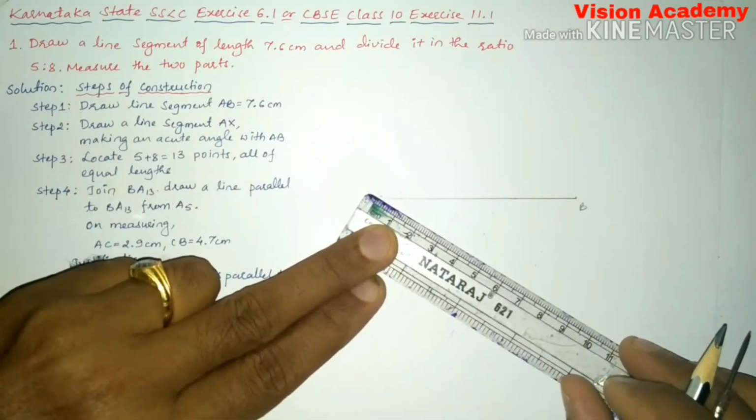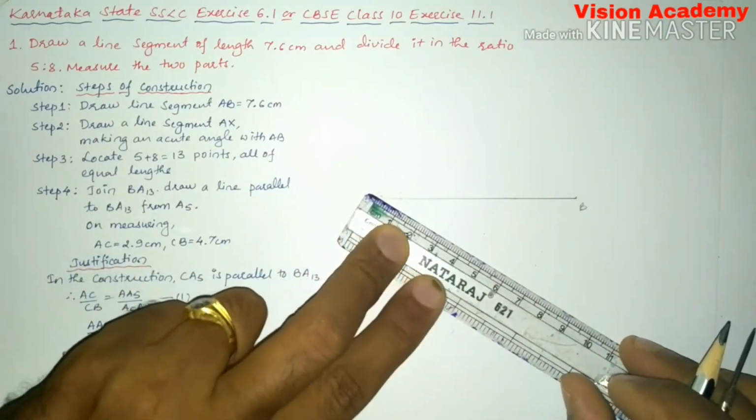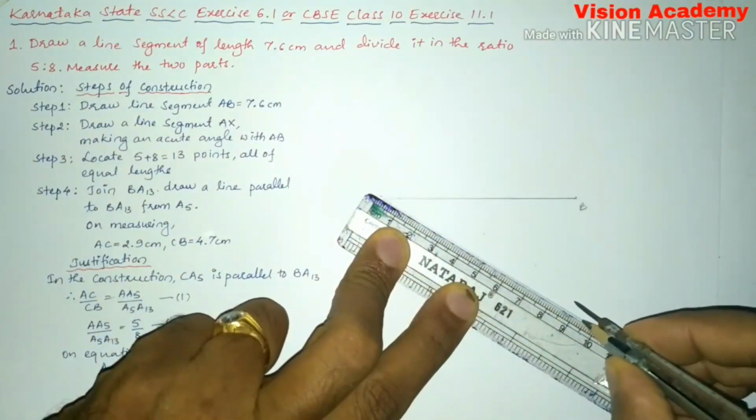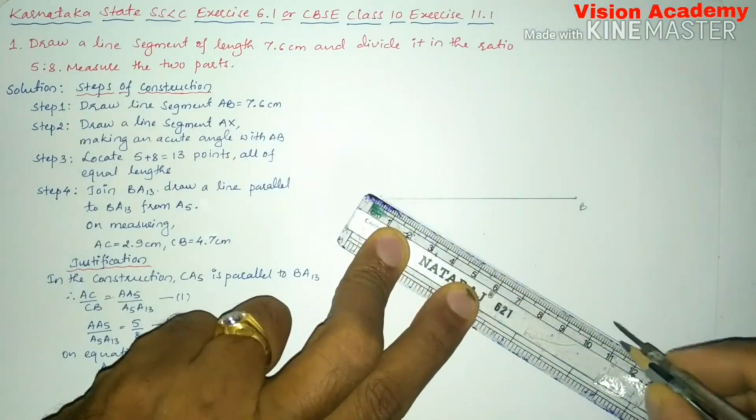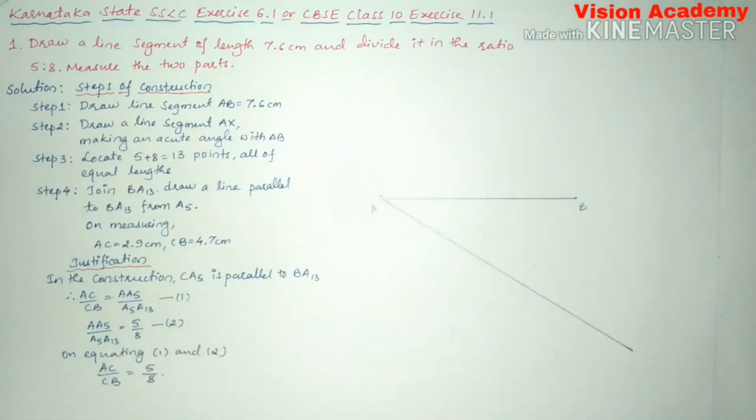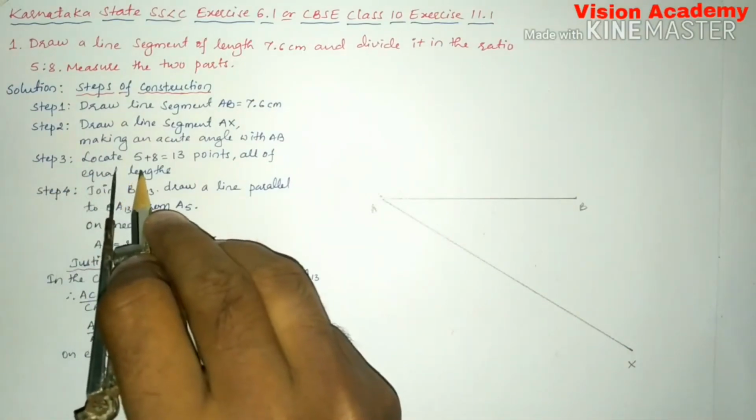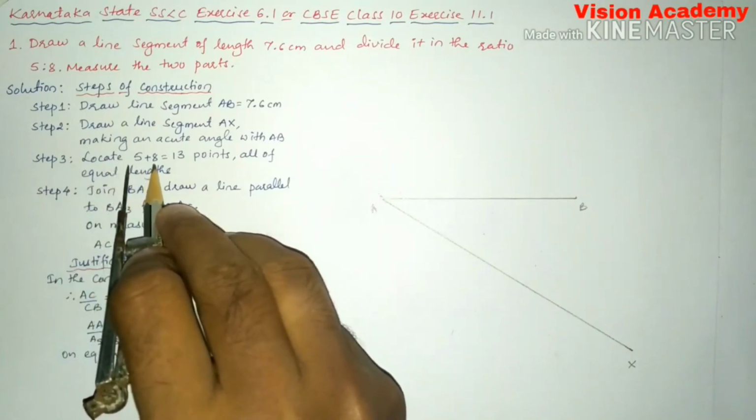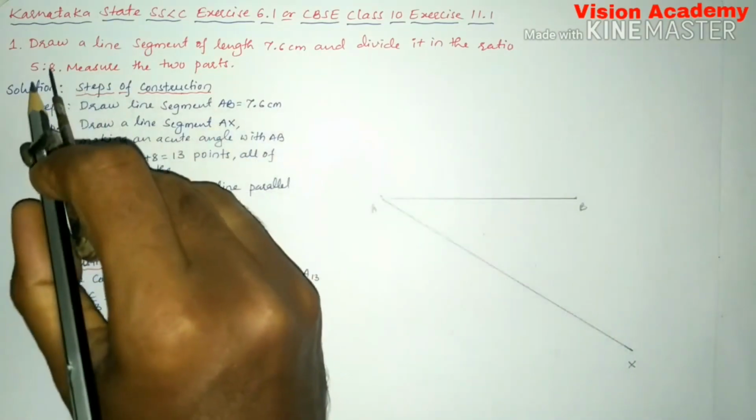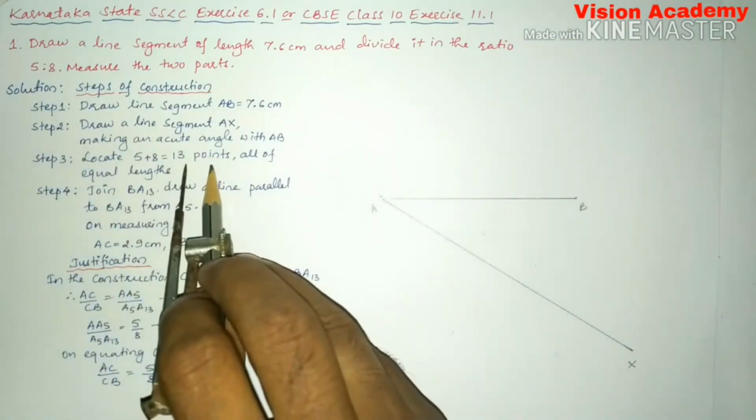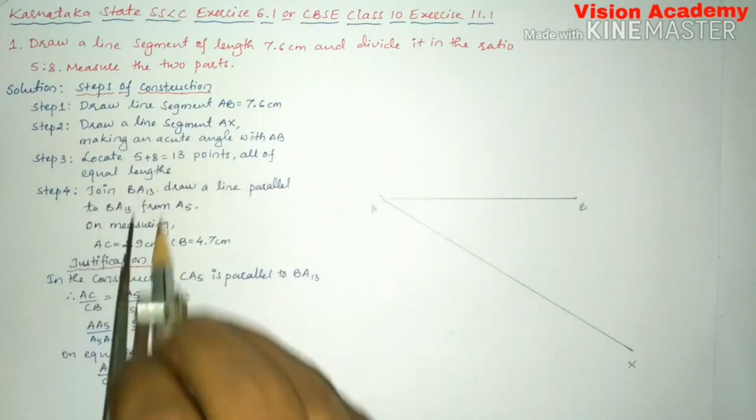Second step, draw a line segment AX making an acute angle with AB. An acute angle is less than 90 degree. So let me draw a straight line. Let us say this one is AX. Now step 3, locate 5 plus 8, that is the ratio given in the question, which is equal to 13 points, all of equal lengths.